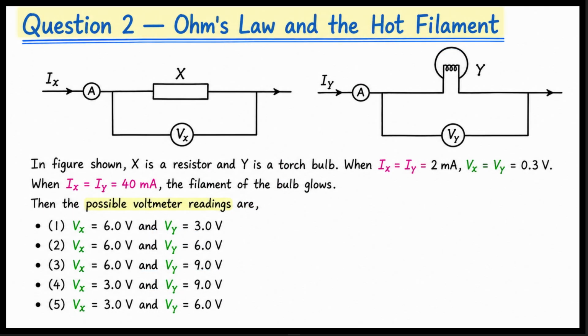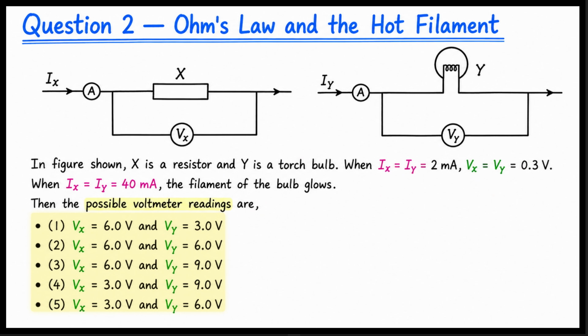Question 2 is one of the cleanest illustrations of why Ohm's law is a property of the device, not a universal law. We have 2 circuits sitting side by side, one with a resistor X, one with a torch bulb Y. We are given that at a tiny current of 2 milliamps, both devices drop 0.3 volts. Then we crank the current up to 40 milliamps, the bulb's filament begins to glow, and the question asks what the voltmeters now read. Before you look at the options, think about what is happening physically.